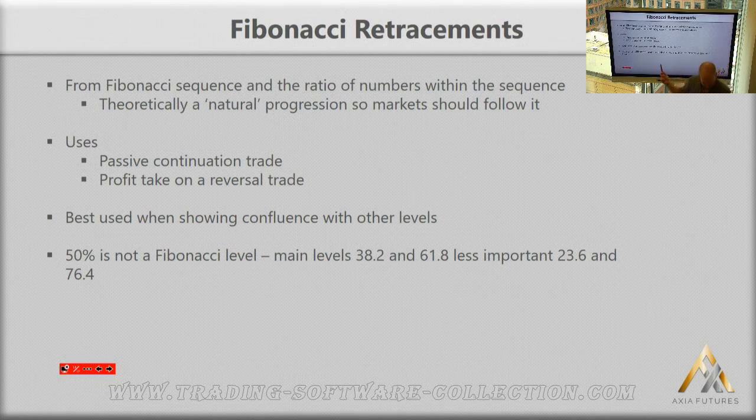Now, theoretically, and I'm not sure how much I buy into this, because it's a natural progression developed by a guy called Fibonacci in Italy to explain the reproduction of rabbits, that's where it comes from. Because it's a natural progression, theoretically, and markets are a natural sort of phenomenon, if you will, then it should follow and should adhere to Fibonacci ratios. And that's where all of the numbers come from.